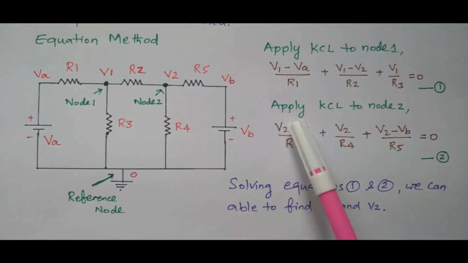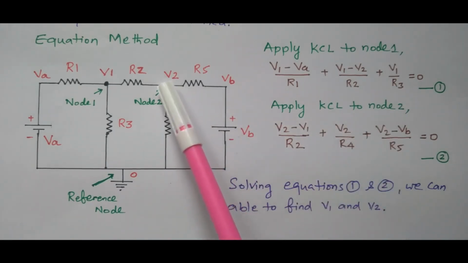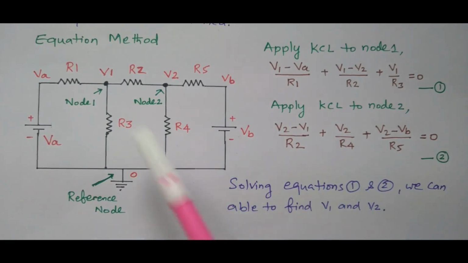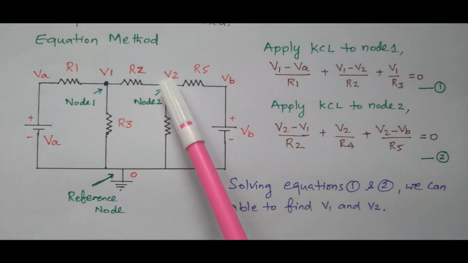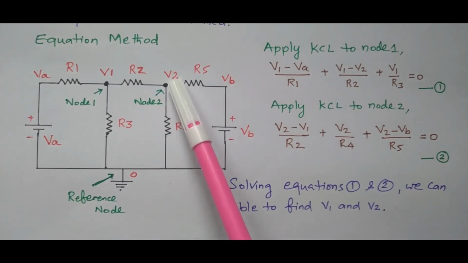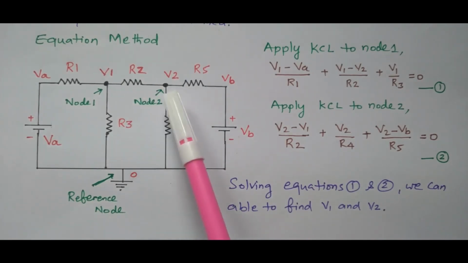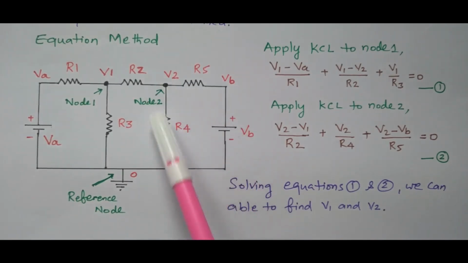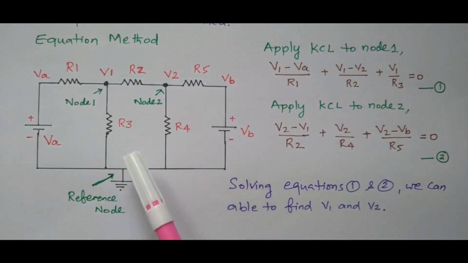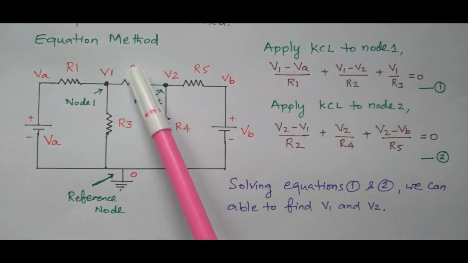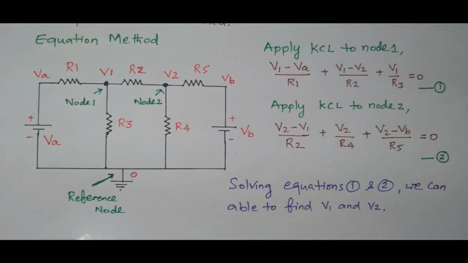Now we can apply Kirchhoff's current law to the second node, node 2. Minimum we need 2 equations, then only we can find V1 and V2. We need to find 2 parameters, so we need 2 equations. Now we apply Kirchhoff's current law to node 2, in which the voltage is V2. At node 2 what are the elements available? R2, R4, R5. These 3 elements are connected. Now we need to find the current flowing through R2, R4 and R5.